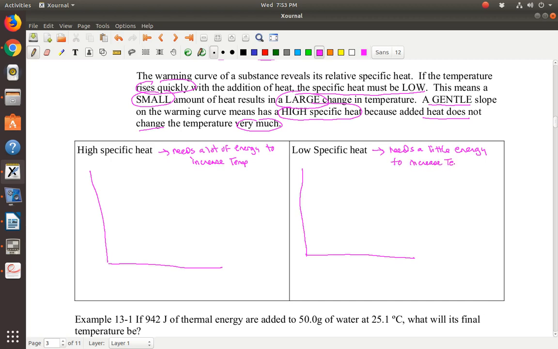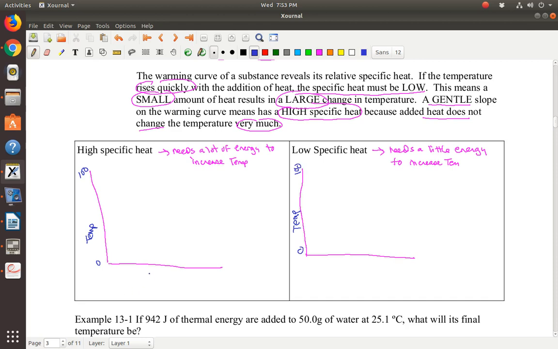Okay? So when you're doing this, the temperature can be measured on this side right here, the y-axis. So the temperature is going to go up. You know, maybe it starts off at zero and it goes up from there to 100. That will be the same for both of them, okay? Hard to write sideways, by the way.